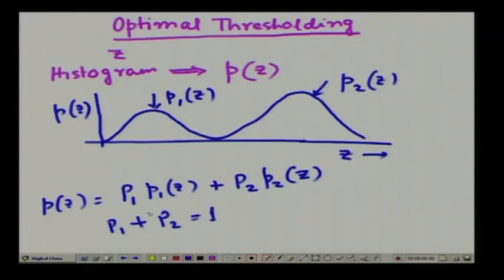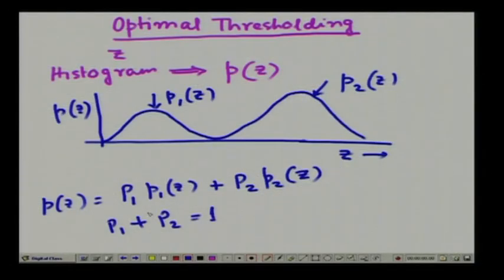So, these are the pixel probabilities which belong to either the foreground or the background. Here our assumption is that we have a bright object against a dark background, because we are saying that capital P1 is the probability that a pixel belongs to the background, and capital P2 is the probability that a pixel belongs to the foreground or the object.